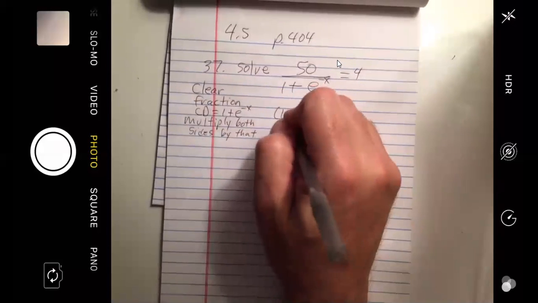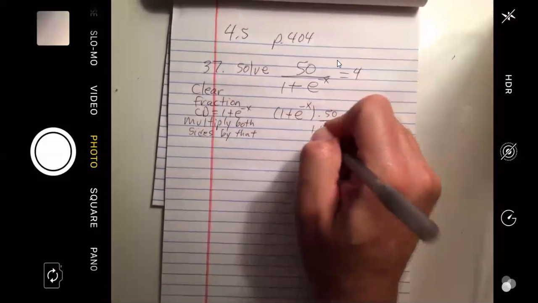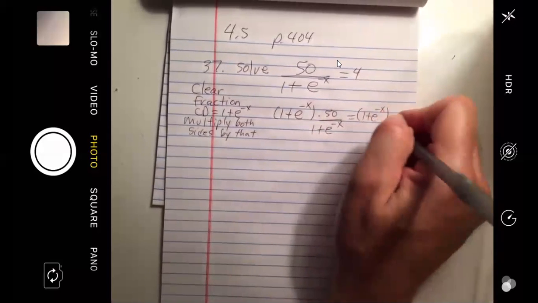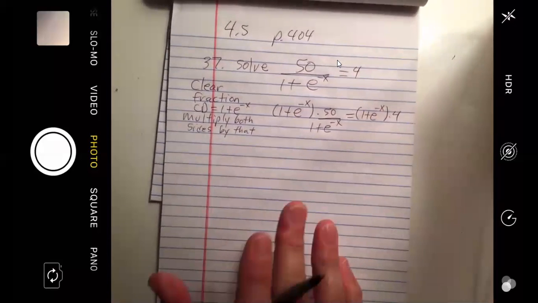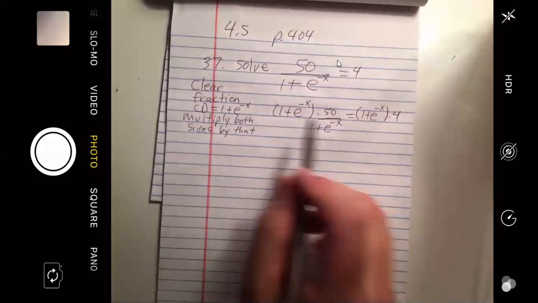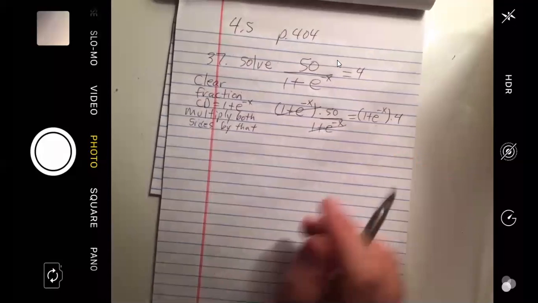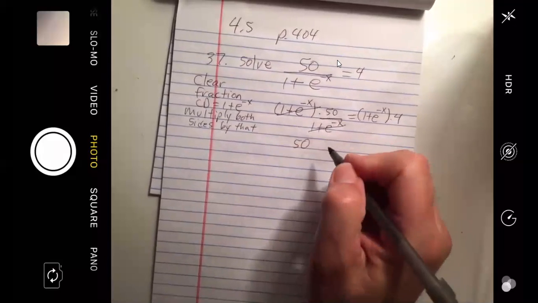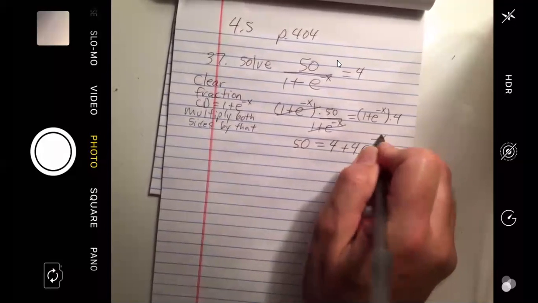1 plus e to the negative x times 50 over 1 plus e to the negative x is equal to 1 plus e to the negative x times my 4. I haven't done anything yet. I've just simply multiplied both sides by this denominator to clear it. That leaves my 50. I'm going to distribute through from the back side: 4 plus 4e to the negative x.